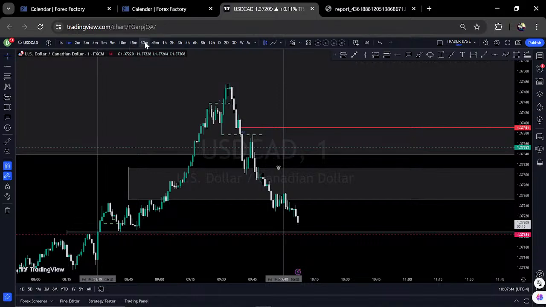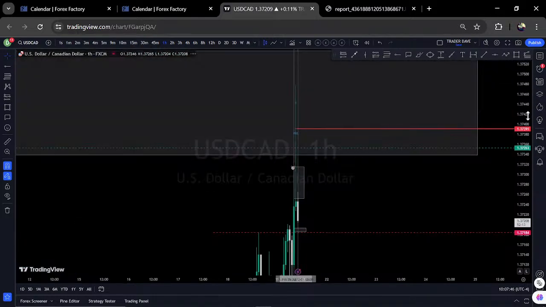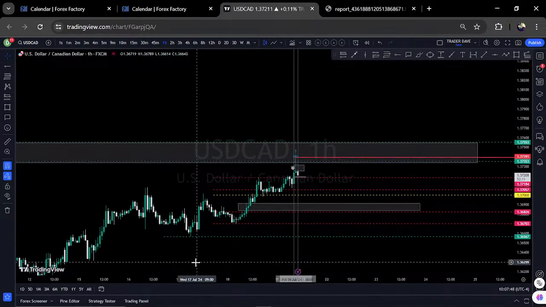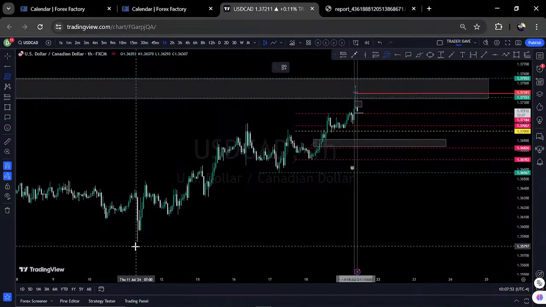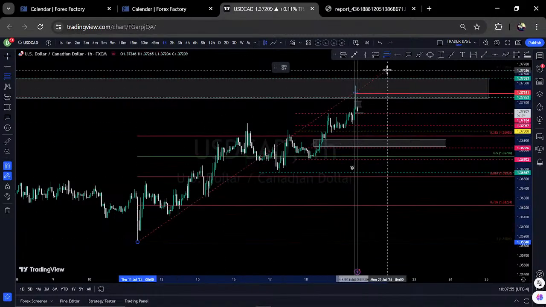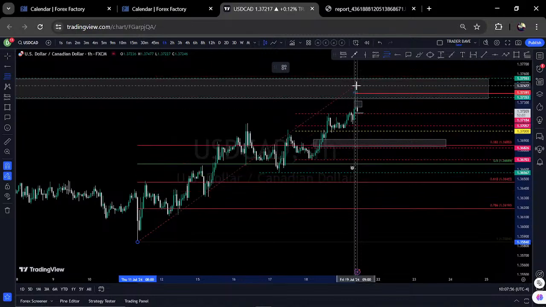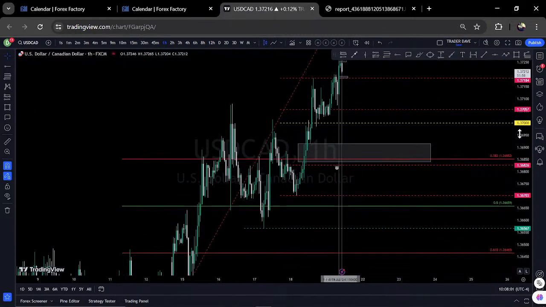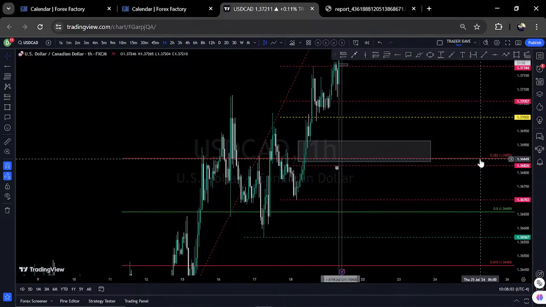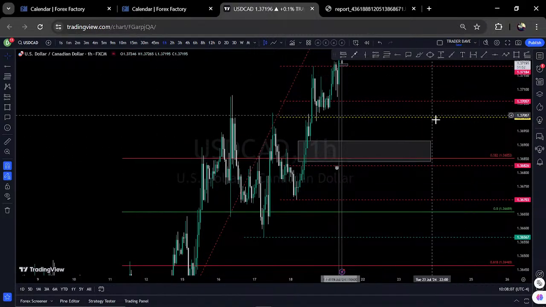Continue the sell movement, which I expect, or I want it to get to at least around 0.382 of this whole impulse.